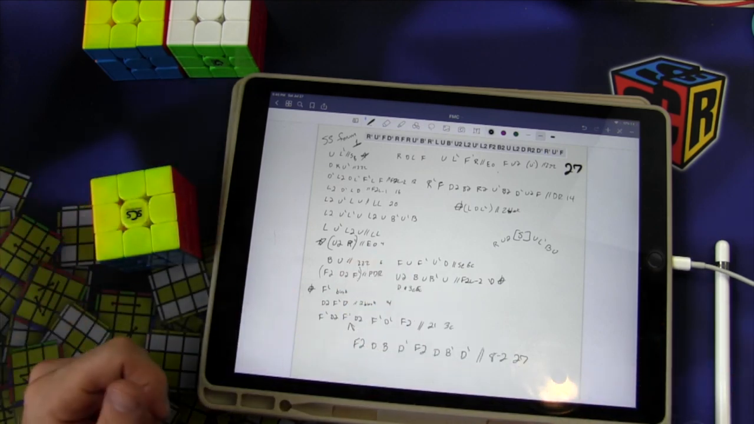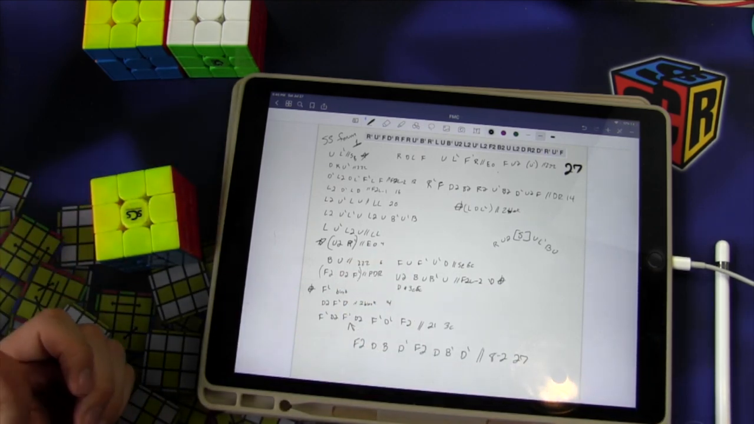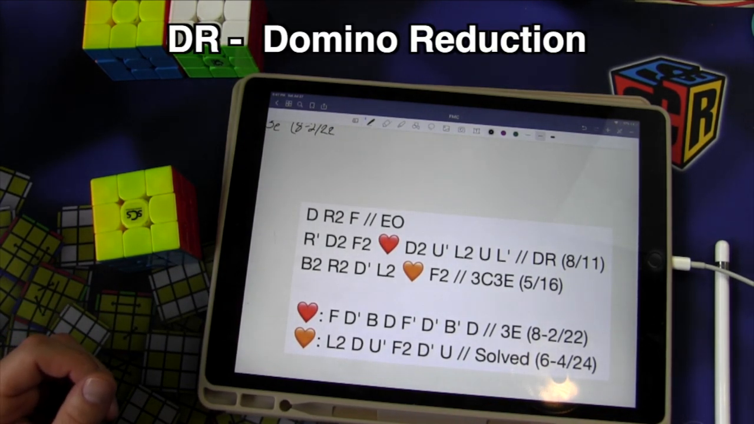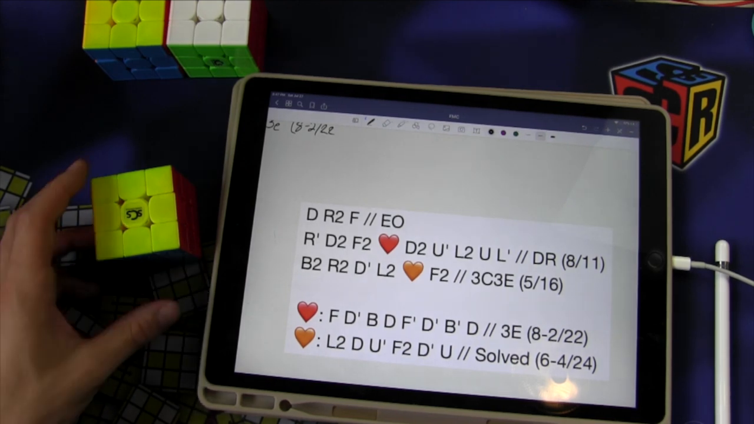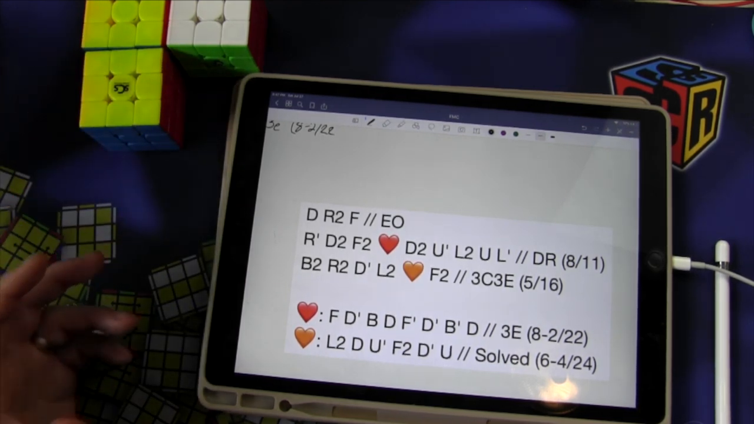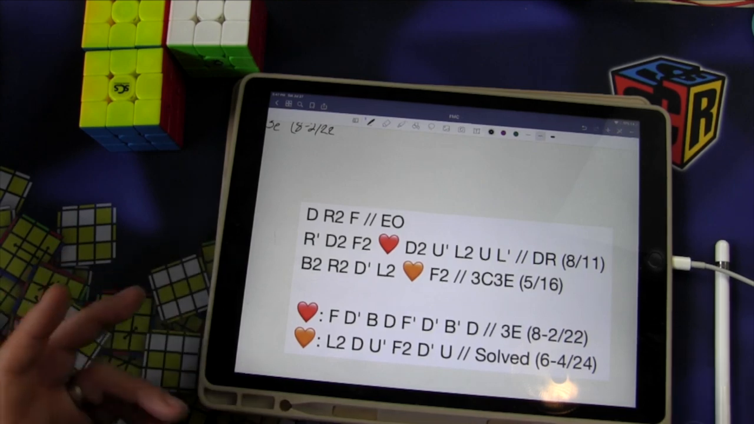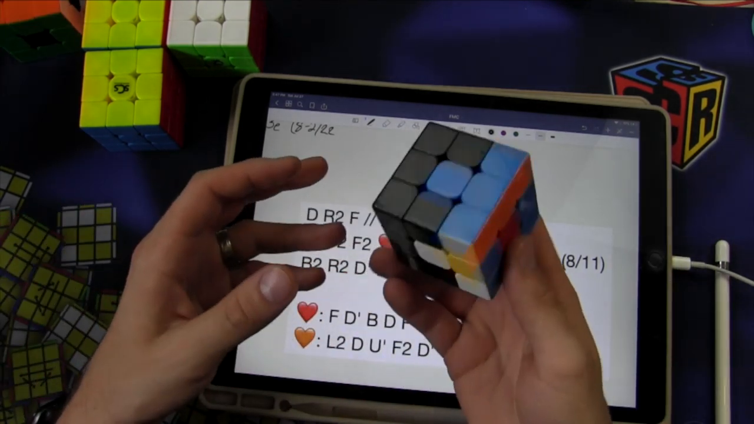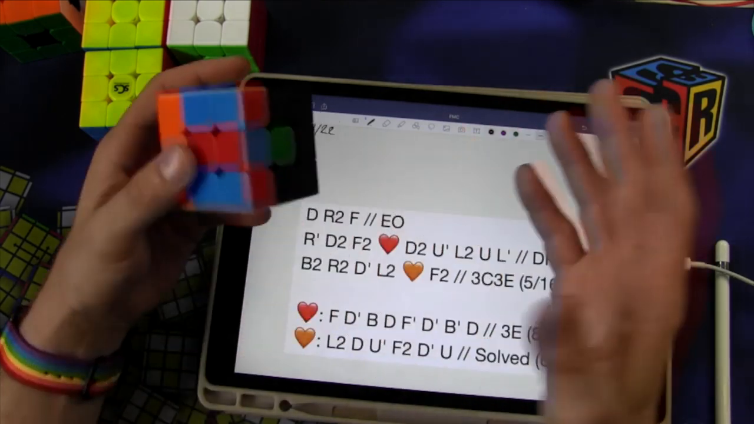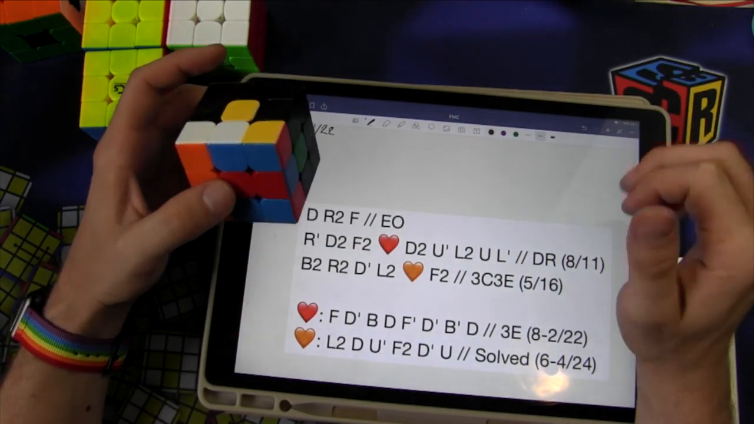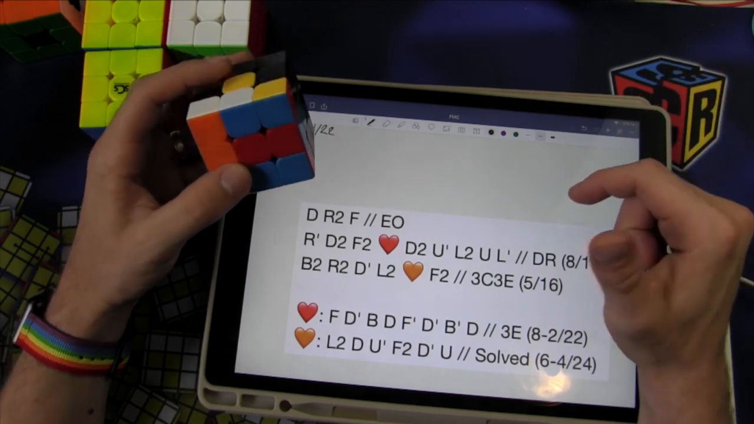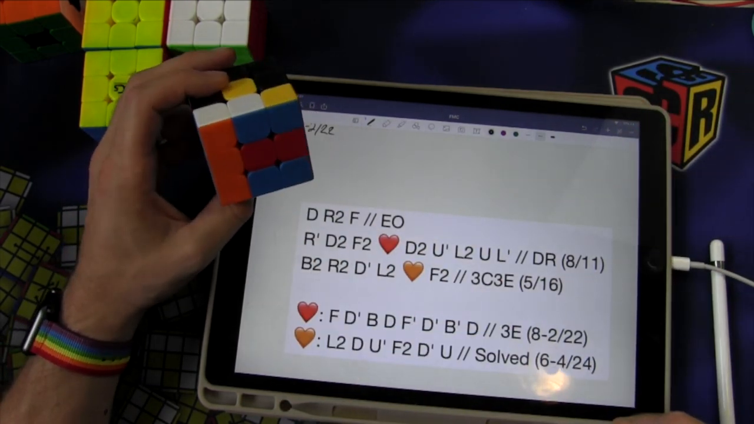And just like EO, things can fall into place really easily. But let's get to domino reduction. So domino reduction, you're also orienting the corners. This is something that a lot of people have struggled with and still kind of struggle with to figure out how to do that efficiently. So let me break it down to the easiest way. And I've got this special cube here with just these four pieces. The final turn of EO moves around four edges and four corners.